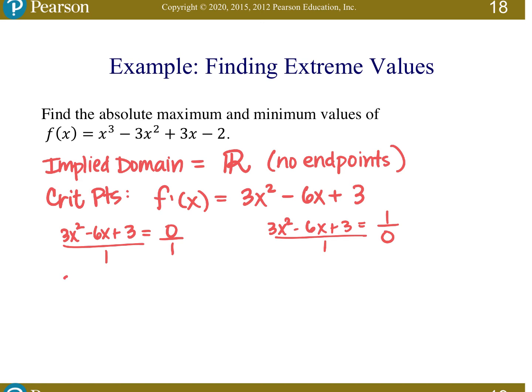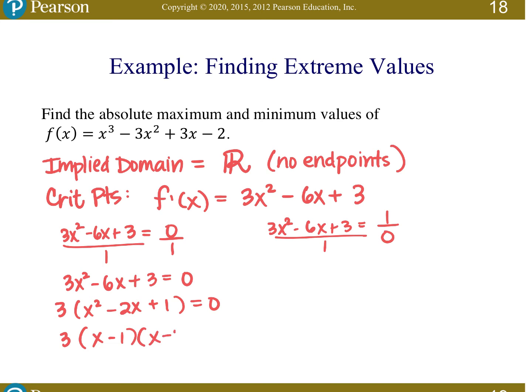When we cross multiply, we get the simple equation 3x squared minus 6x plus 3 equals 0. But what do you notice about that whole left side of the equation? What do they all have in common? A 3. So let's factor out a 3, and that'll leave me with x squared minus 2x plus 1. That is a problem that can be factored. That factors into x minus 1 and x minus 1, which means x equals 1 is the critical point that I get from that process.